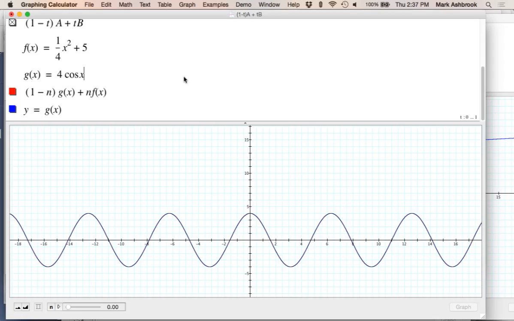All right. So yes. When n equals 0, if I turn that on, now I'm going to change n from 0 to 1. Figure it out. What's going to happen? I'm going to change the value of n from 0 to 1 gradually. So it's just going to be that.